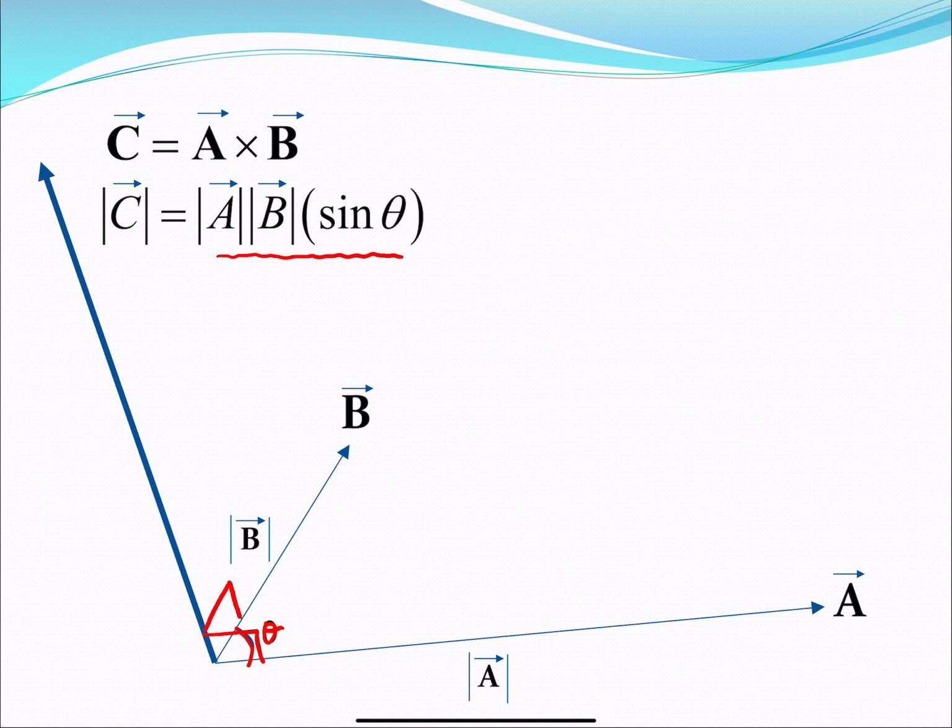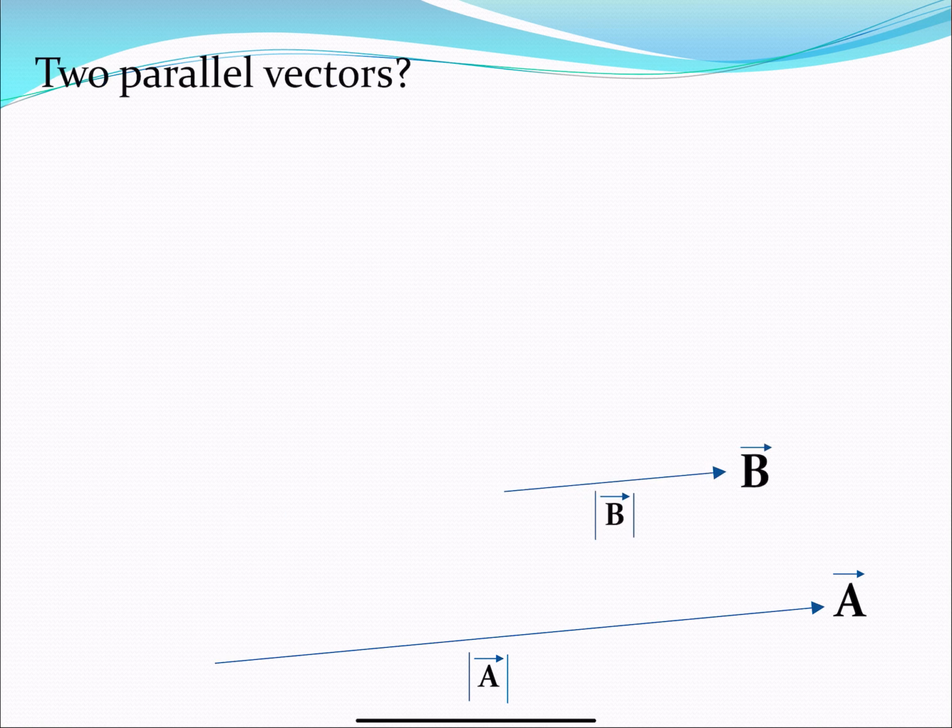So another interesting thing: what happens if we have parallel vectors? What is the cross product between these two? In order to understand this, it's probably better if we use the scalar definition, which is the magnitude of one vector times the magnitude of the other times the sine of the angle that they make.